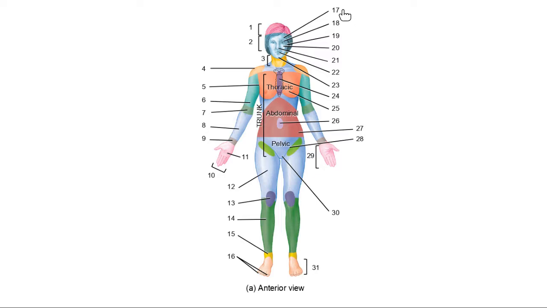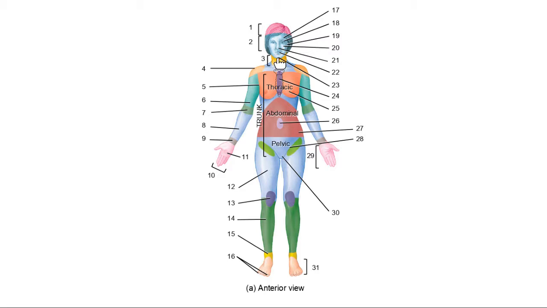Okay, what is number 17? What do we call number 17 here? Would it be frontal? This is the frontal part. Number 18 is orbital, yes. Number 20, what do we call number 20? Buccal, yes. Number 21 is nasal, and 22 is the oral part.